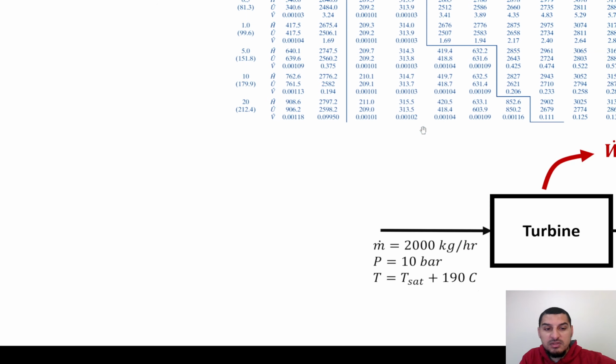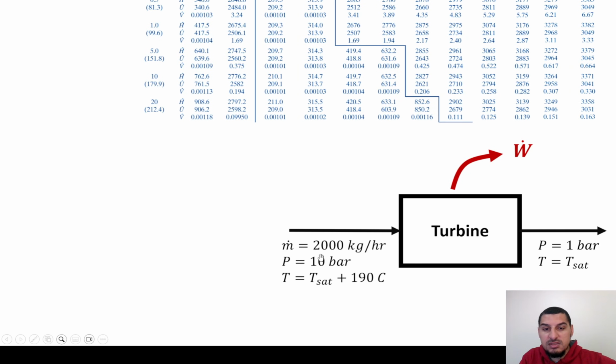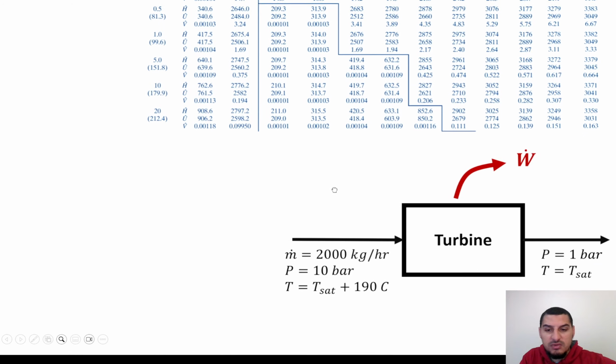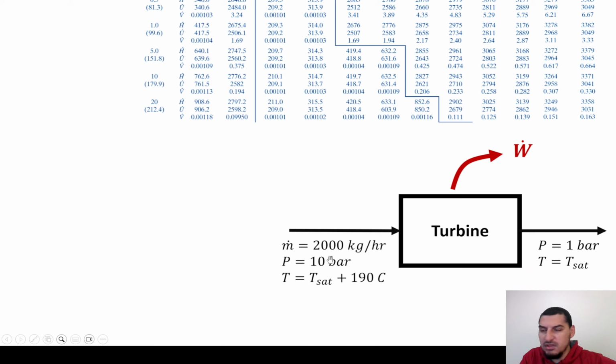We know, based on the information here, that it is 10 bars. No, it's 20 bars. It's not 10. I think this is a mistake. It's 20 bars, and the temperature is higher than the saturation temperature by 200. I edited the information in the problem, but I forgot to fix this. This is 200 Celsius, and this is 20 bars.